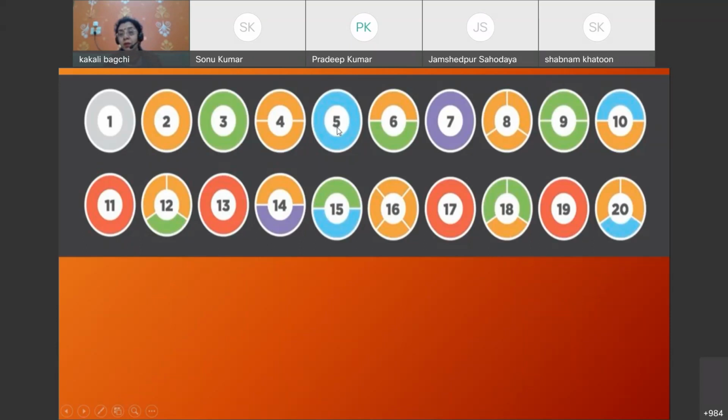5 is a prime number, 1 color, Firoza. 15, what are the prime factors of 15? 3 and 5. Green for 3, Firoza for 5. Is it not a nice method for teaching prime factorization? 16, 2 into 2 into 2 into 2. Orange is coming 4 times.